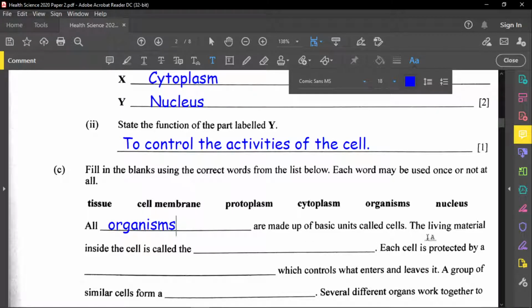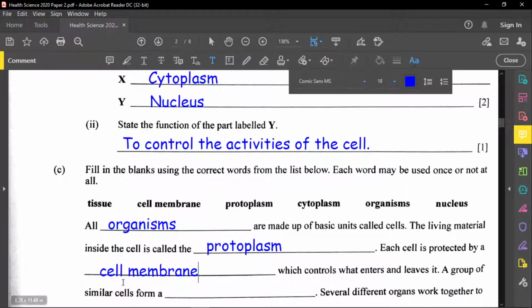Next it says the living material inside the cell is called the what? And this is the protoplasm. The protoplasm is the living part. Then it says each cell is protected by a blank, which controls what enters and leaves it. To know this, it is the cell membrane. The cell membrane is responsible for this. Again, that's the cell membrane.